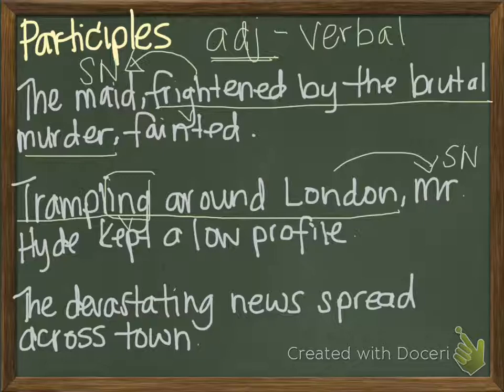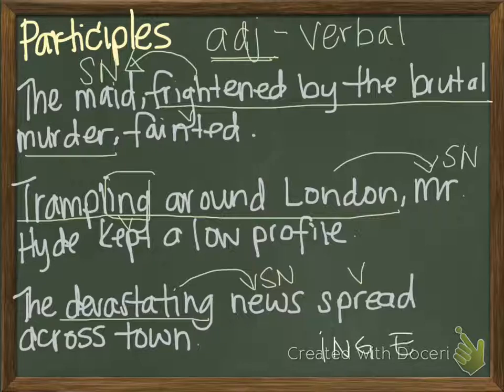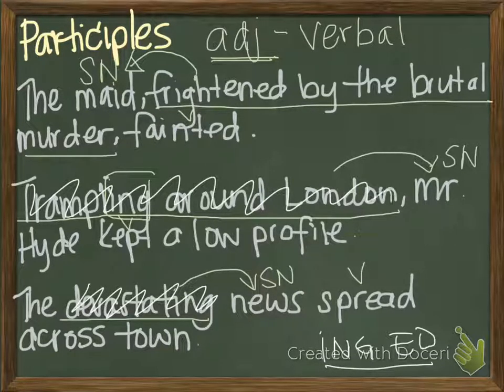The devastating news spread across town. Here you don't have a participle phrase, you simply have a participle that's describing, modifying news, the subject noun of the sentence. It doesn't necessarily need to be an entire phrase to make it a participle. Here we just have one word that's describing news. And just remember about participles that they always end in ing or ed. And the trick for these is that you can take them out of the sentence and you will still maintain the meaning of the sentence.